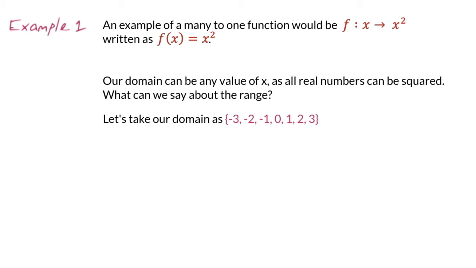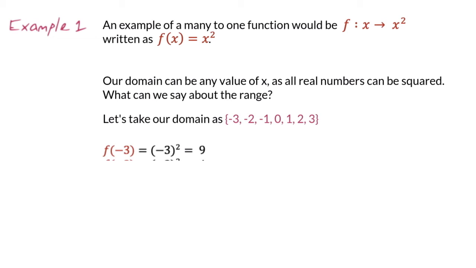So first of all, an example of a many-to-one function would be the function which maps x to x squared. And we write this as f of x equals x squared. Our domain can be any value of x. We know that any number in the real set of numbers can be squared. But what can we say about the range? To identify the range, we need to focus in on the domain. So let's say that we take our domain as just the integers -3, -2, -1, 0, 1, 2, and 3.